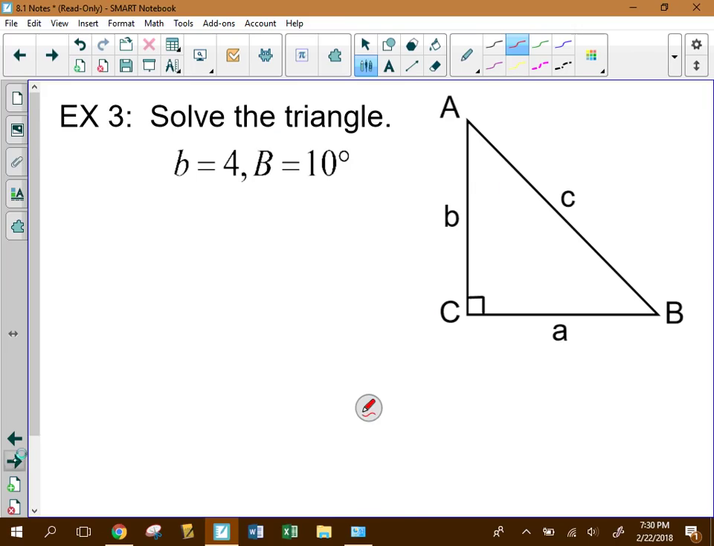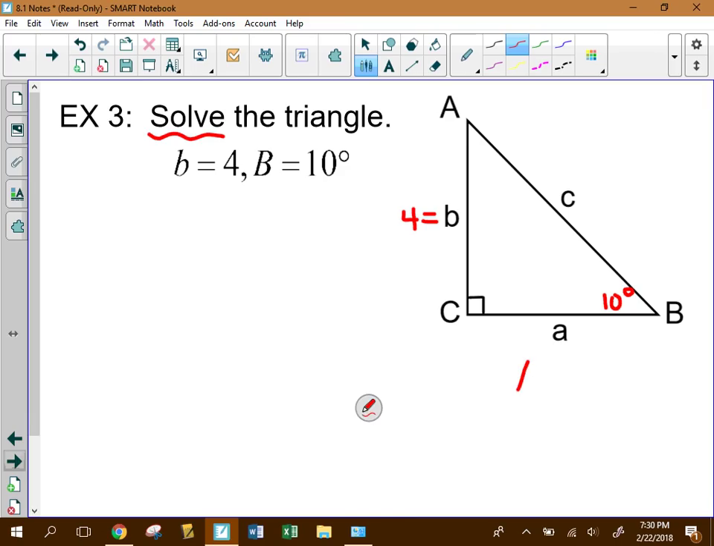So example 3 here, what we're going to do is solve this triangle. To solve a triangle means to find all the missing sides and all the missing angles. They tell us that side B is 4 and angle B is 10. This might be a good place where you want to pause the video and draw this picture out as we go through. So what are we missing?